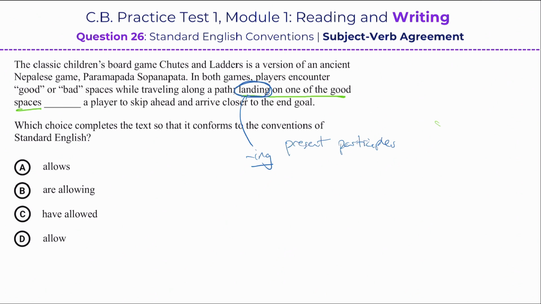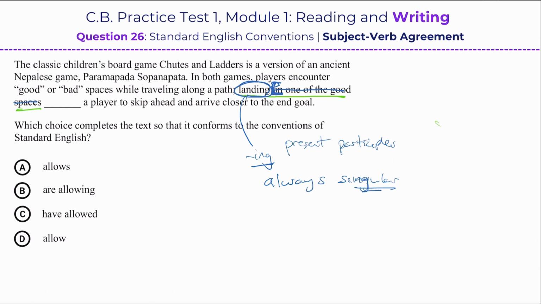Another good tip to know here, you guys, is when ing words are used as a subject of a sentence, they are always singular. Okay, so ing words as subjects are always singular. And so now you say landing on one of the good spaces. On is a preposition, so that tells me I have a prepositional phrase that's starting. Where does this prepositional phrase end? On one of the good spaces. When you just read it, you can all figure out when these modifiers end. Just read it.